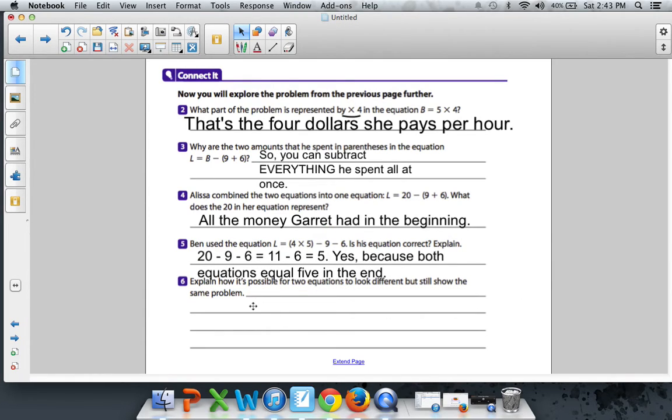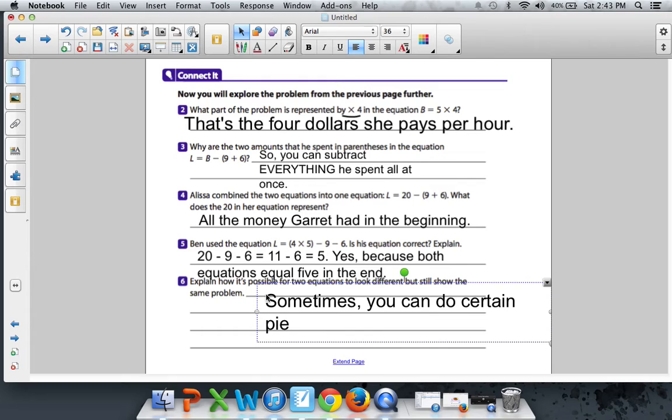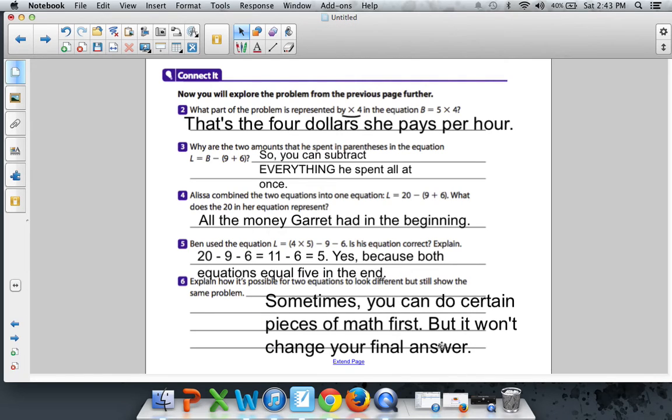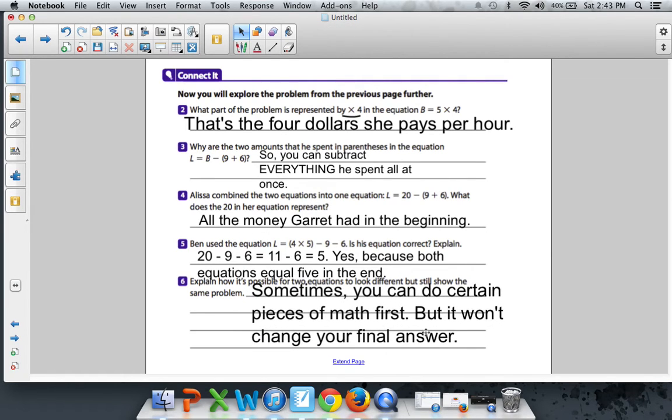Explain how it's possible for two equations to look different but still show the same problem. Sometimes you can do certain pieces of math first, but it won't change your final answer. And I say sometimes in the beginning because if you're not careful, if you do the wrong thing first, then you can mess up your answer.